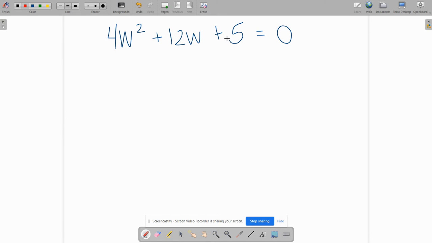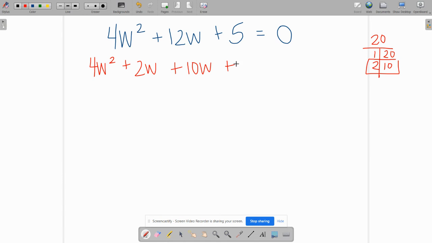After it's set equal to 0, you're prepared to factor the left side of the equation. This is a great candidate for factoring by splitting the middle. I don't see a GCF, so I can jump into 4 times 5 is 20, and I need factors of 20 that add up to 12. Listing out my factors of 20, I see right there a 2 and a 10 could add up to 12. So I could split that middle term to be 4w squared plus 2w plus 10w plus 5. And then I can group.